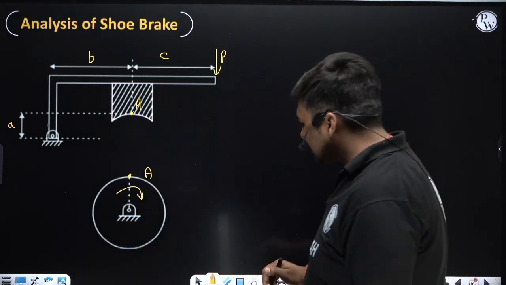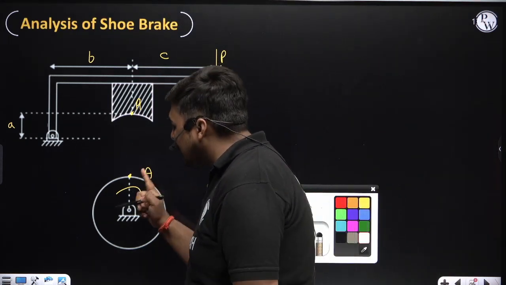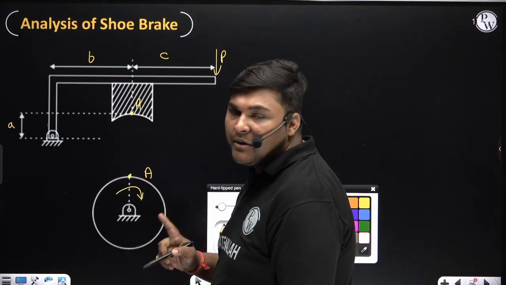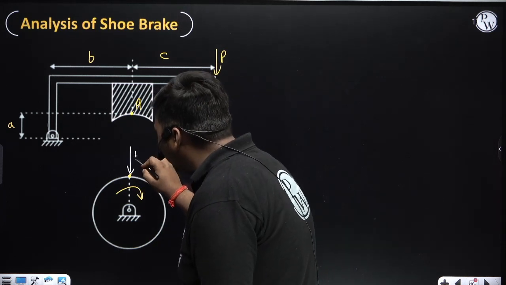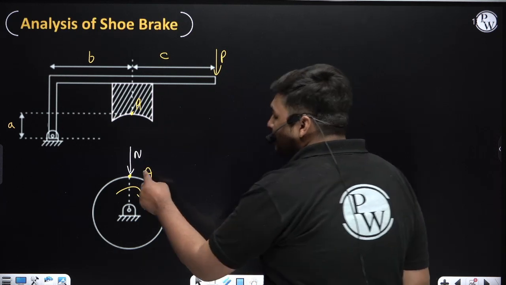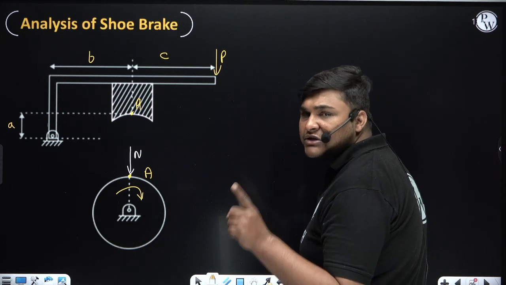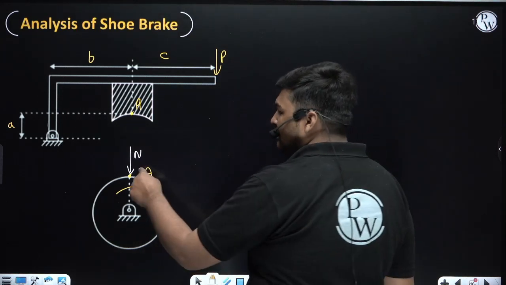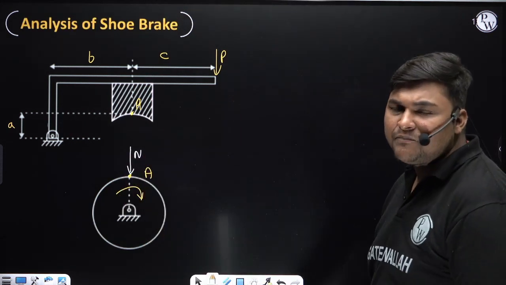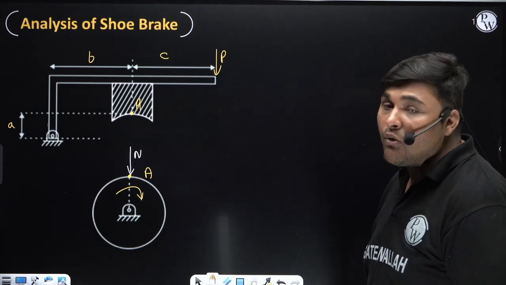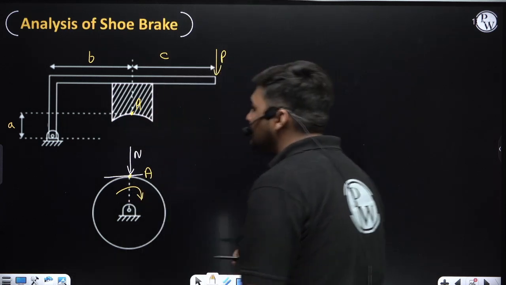Okay, how we will draw? At location A, first we will find the normal force N in the FBD of drum. I am denoting normal force as capital N. The direction of normal force in the FBD of drum will always be from point A towards the center of drum. It will be like this. It is very simple. Now what about friction force? Friction force will always be perpendicular to N. Right now N is vertical, so it will be horizontal.